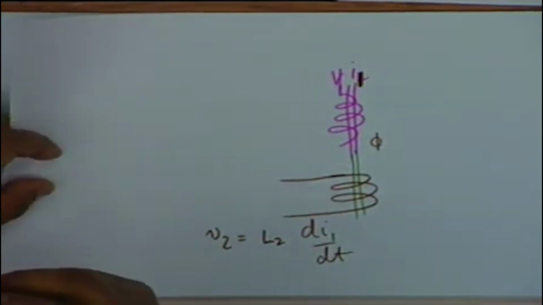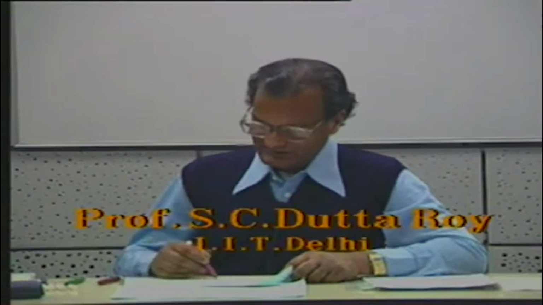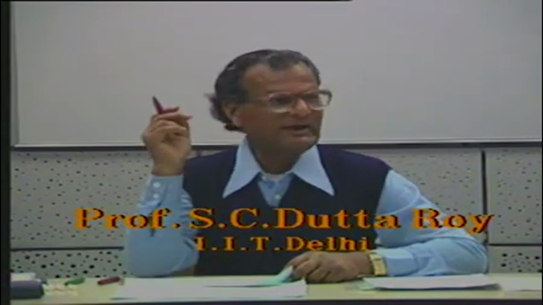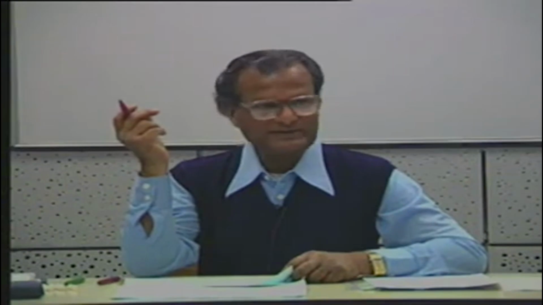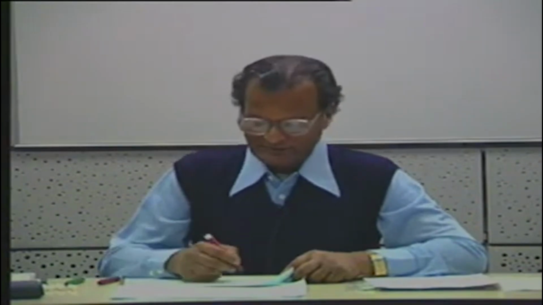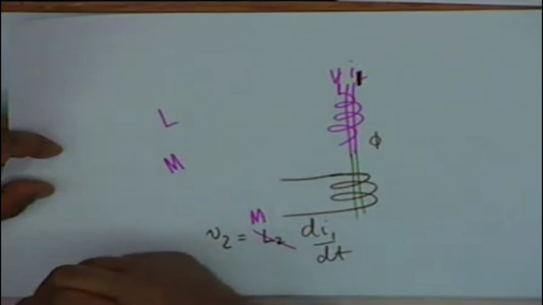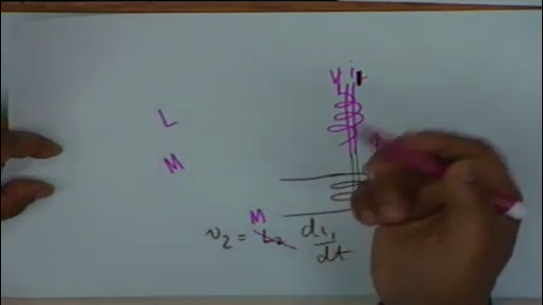To distinguish between self induction and induction from another source, we use this symbol M instead of L, and M stands for mutual inductance, that is, the inductance associated with two coils. The symbol L is used for self inductance, that is, flux linkage due to its own current, whereas the symbol capital M stands for mutual inductance and it characterizes flux linkage due to current in another coil.